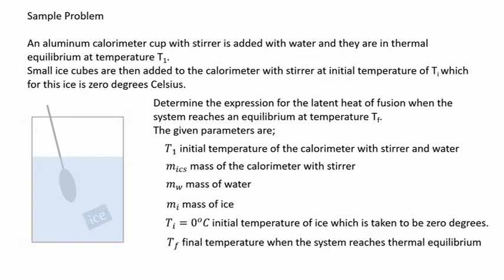In this example, we have a calorimeter cup with a stirrer, both made of aluminum. Water is also present in the calorimeter cup. The cup with stirrer and water are initially at thermal equilibrium at a temperature of T1. Small ice cubes are then added to the system with an initial temperature of Ti.